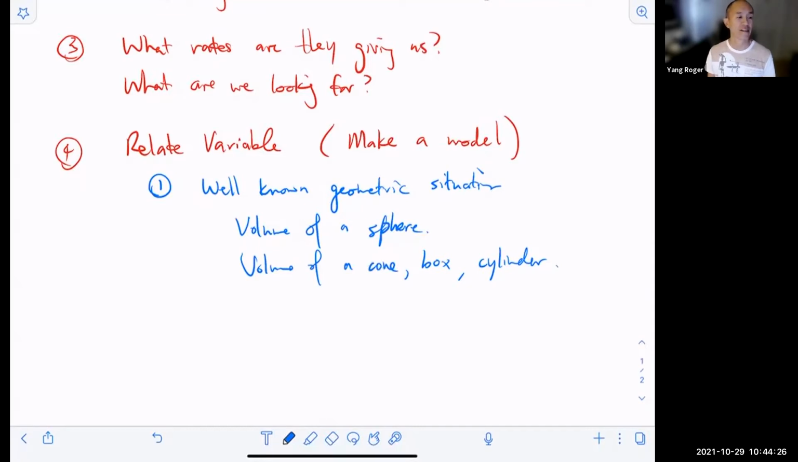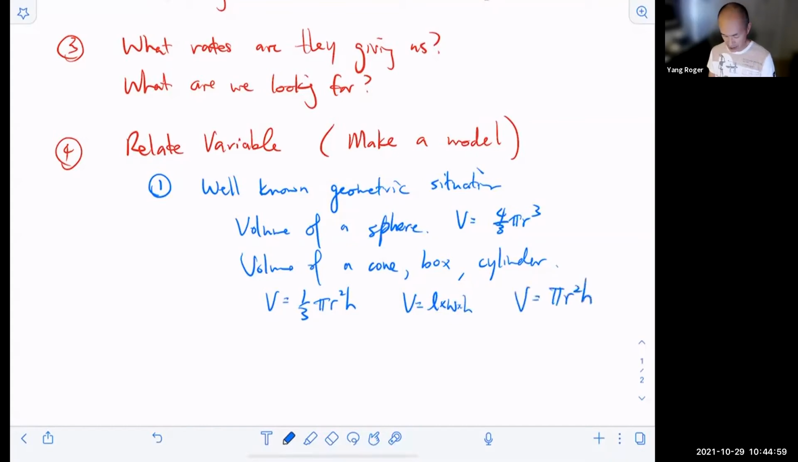So, I mean, these are situations that are well known in general. Maybe they're not well known by you, but the volume of a sphere is V equals 4/3 pi r cubed. The volume of a cone is equal to 1/3 pi r squared h. The volume of a box is equal to length times width times height. The volume of a cylinder is equal to pi r squared times h.